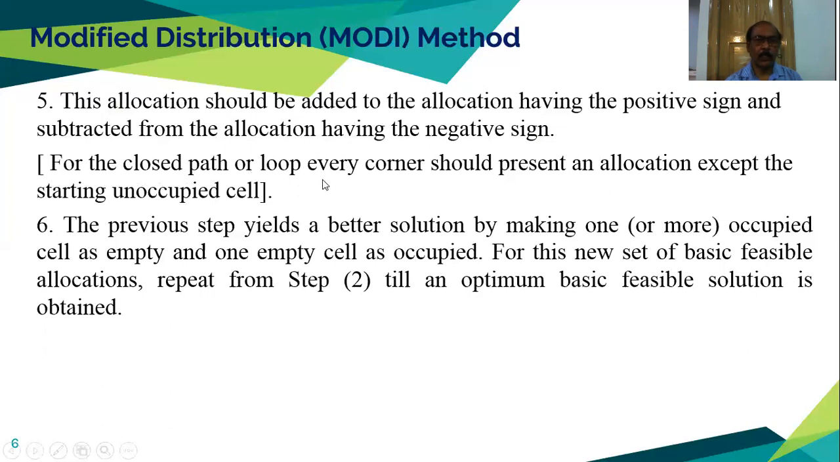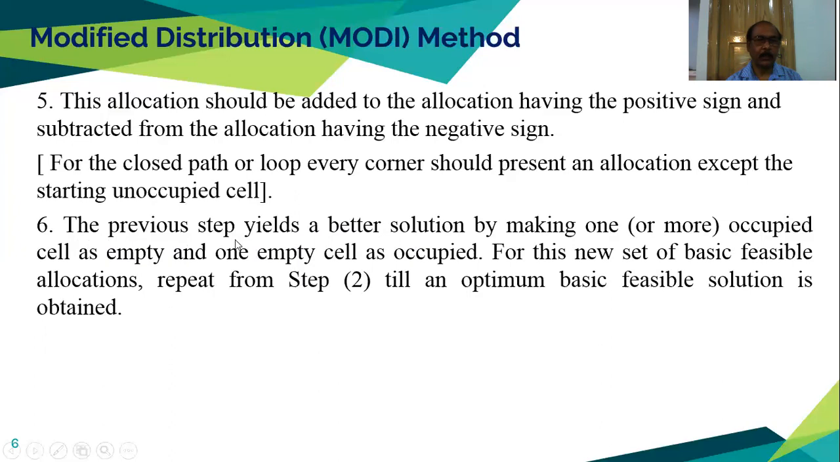For the closed path or loop, every corner should present an allocation except the starting unoccupied cell. This I already discussed, and it is very, very important. If any allocations are within the line, not on the corner, that should be unchanged. That should not have any effect. We don't touch that cell.